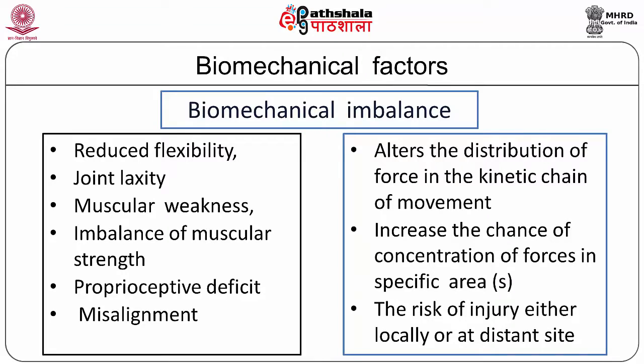Biomechanical imbalances are the known causes of sports injuries. Factors such as reduced flexibility, joint laxity, muscular weakness, imbalance of muscular strength, proprioceptive deficit, and malalignments can be termed as biomechanical imbalances. These alter the distribution of force in the kinetic chain of movement, increase the chance of concentration of forces in a specific area, and increase the risk of injury either locally or at a distant site.